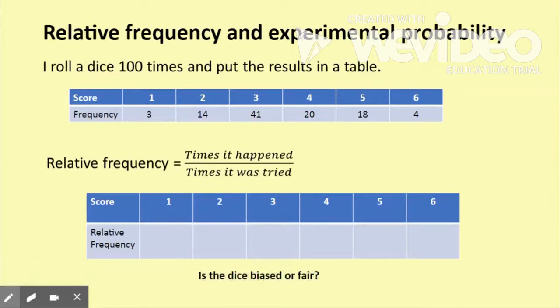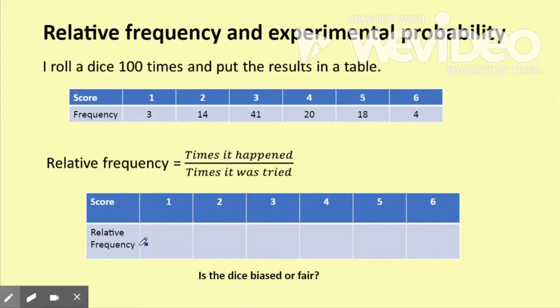Okay, so I'm going to go through an example. If I roll a dice 100 times and put the results in a table, this is what I get. The scores, I've got 1 through to 6, and the frequency, so the number of times each one happens. I want to find the relative frequency of each score. Relative frequency is just the number of times it happened out of the total number of times it was tried.